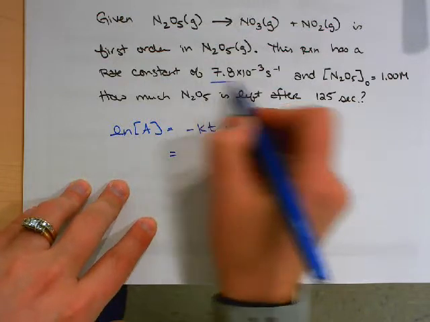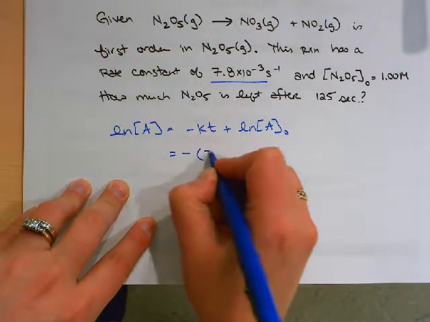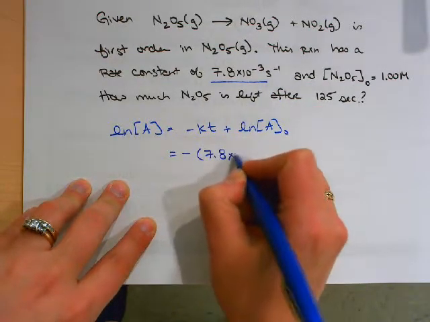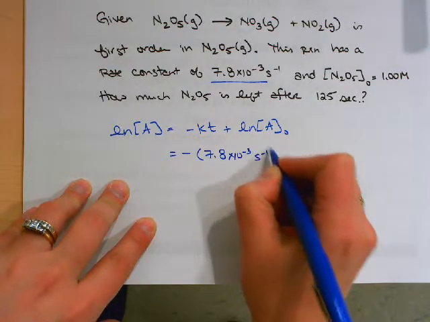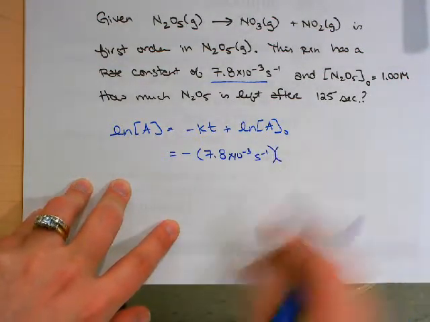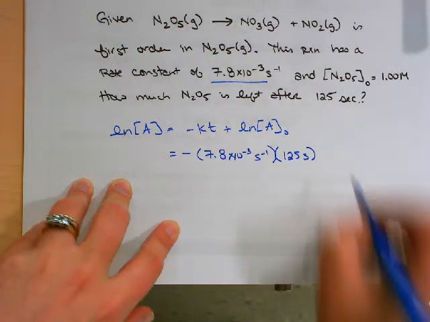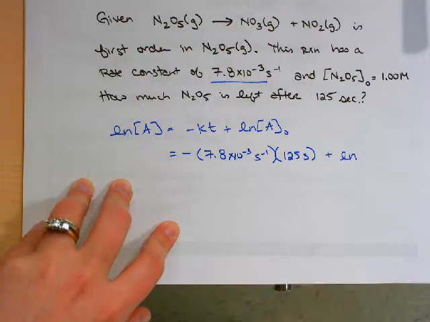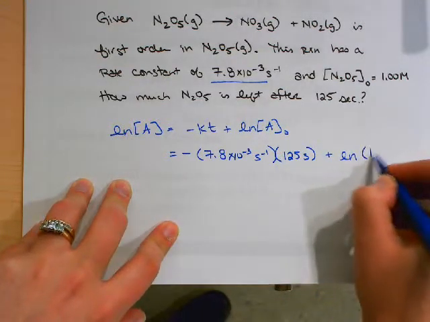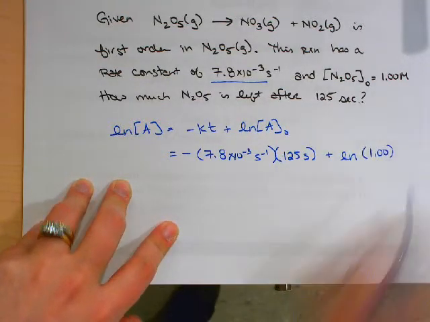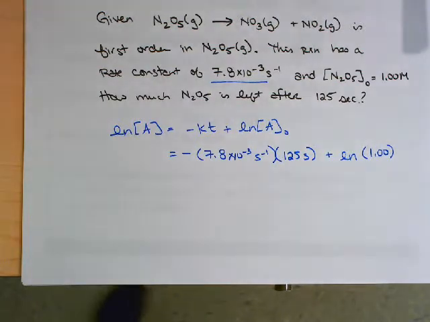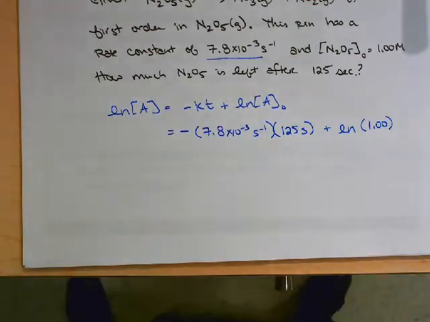Negative K. So we're going to do negative 7.8 times 10 to the negative third inverse seconds. The time was 125 seconds plus ln. Alright, so using these equations, once you know which one to use, it's pretty straightforward. You just plug it in. You solve for whatever I'm asking for.